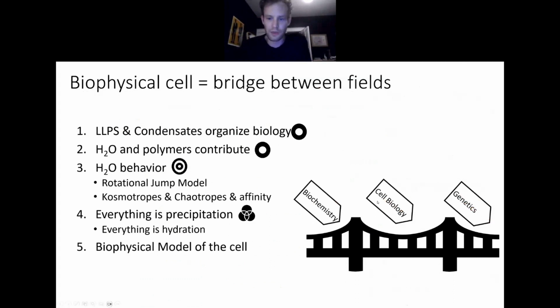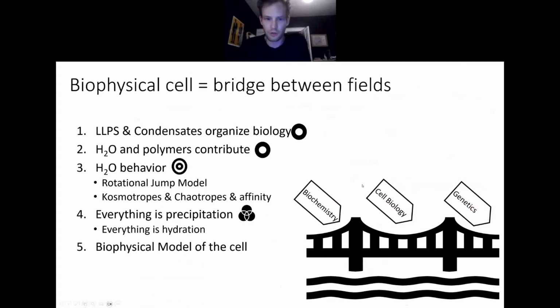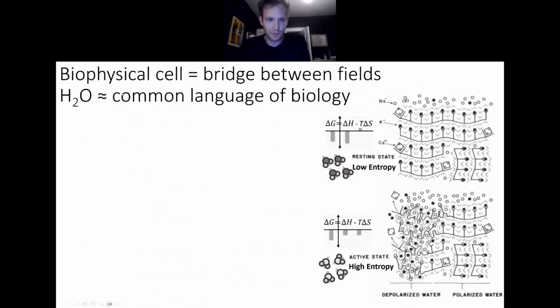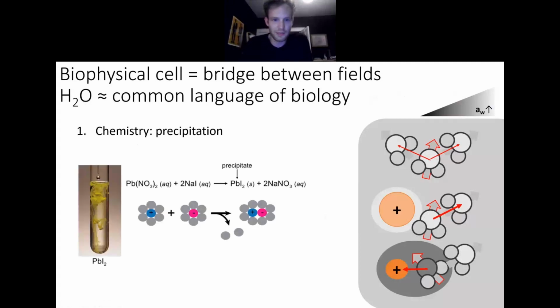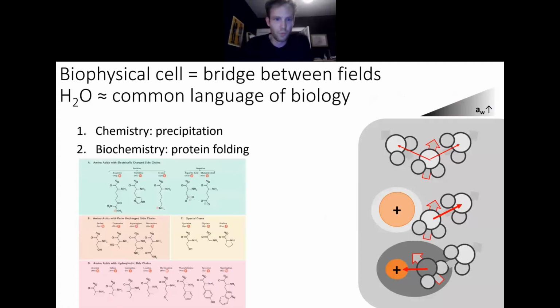But with this view in mind, then what they're really all doing is kind of measuring the water underneath, right? Water is what unites all these fields, and all these interactions can be explained in changes of water activity, potentially. So this is nice because then the biophysical cell model is kind of a bridge between all these different fields where water is the common language of biology.